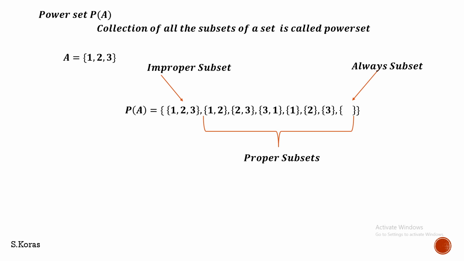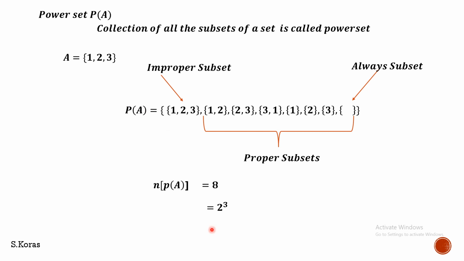Now let us try to count it. If you count this, 1, 2, 3, 4, 5, 6, 7 and 8 subsets are there. So the number of elements, or number of subsets, inside this P(A) is 8, and we can write this as 2^3.